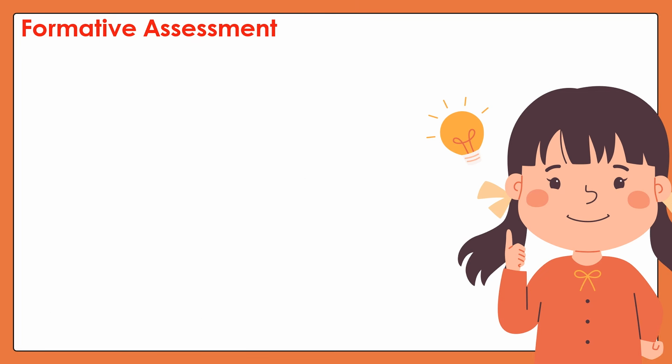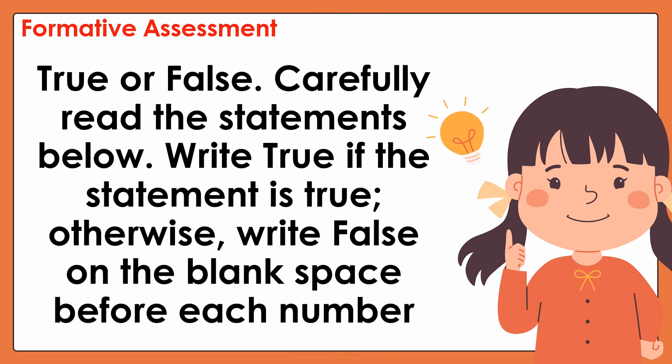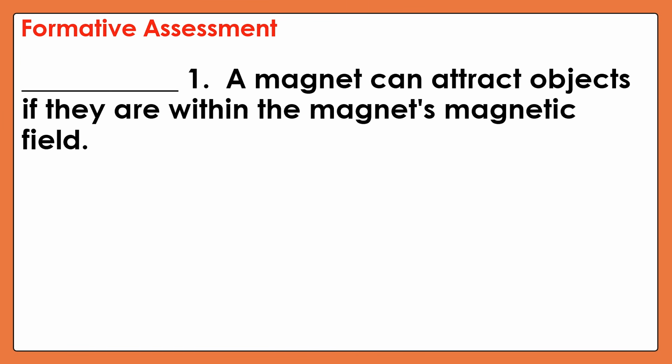For our formative assessment, true or false? Carefully read the statements below. Write true if the statement is true. Otherwise, write false on the blank space before each number. Number 1, a magnet can attract objects if they are within the magnet's magnetic field. The answer is true.